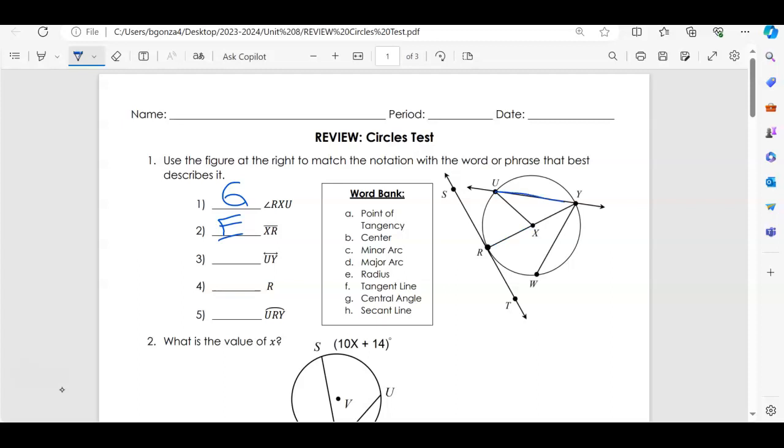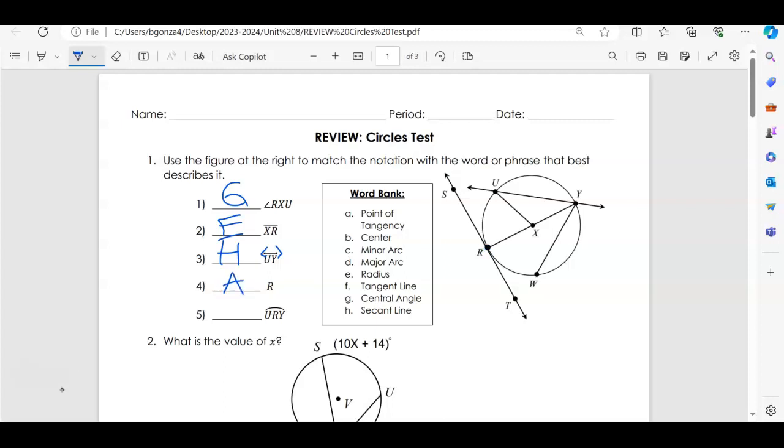UY. Now look, from U to Y, that would be a chord. But since it's a line with arrowheads, it has to keep going with arrowheads. Arrowheads are not chords, those are secants. Okay. Point R is right here on the edge where a tangent line goes through. It's called a point of tangency.